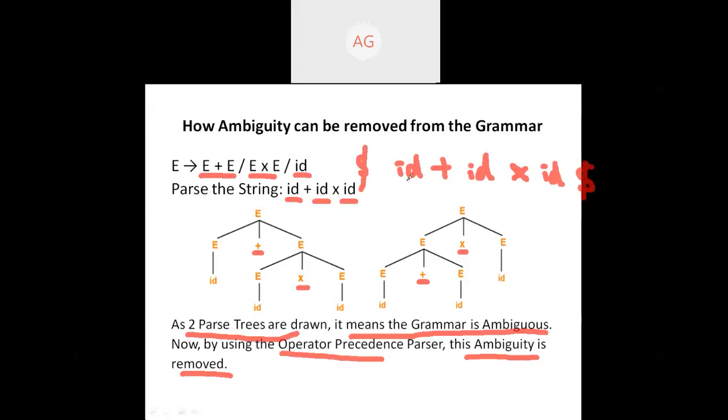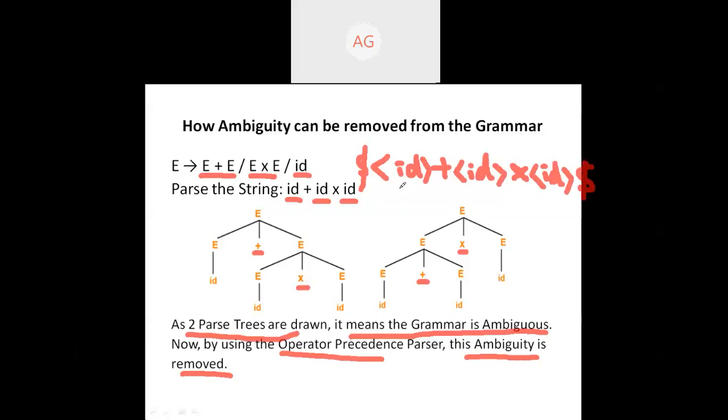So as we know that id has the highest precedence among the terminals, we write it as id is greater than dollar, id is greater than plus, id is greater than into, and id is greater than dollar. So we write all the precedence between every terminal of the string.